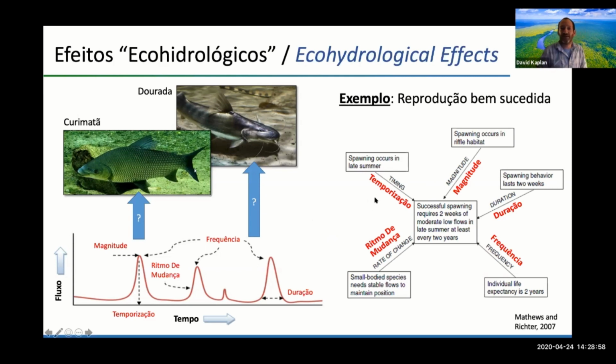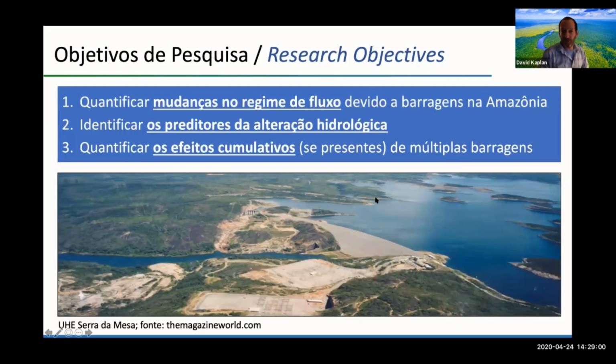So with that context, the goal for this research is to look for exactly how the hydrologic regime has been altered by dams in the Amazon. If possible, can we identify predictors of when and where that alteration is worse or better? So are there other predictors we might use to project future changes in future dam development? And then if they're present, can we find the cumulative effects of building multiple dams on rivers? Often dams are built in cascade, and do we see any additional effects from that multiple dam approach?